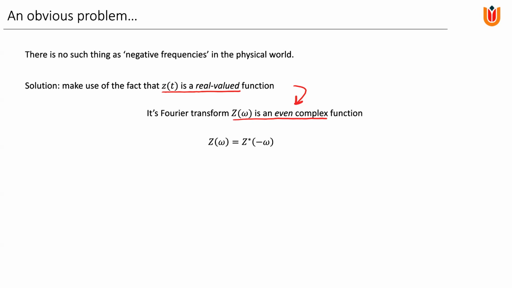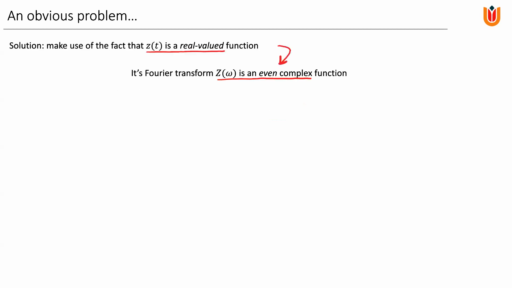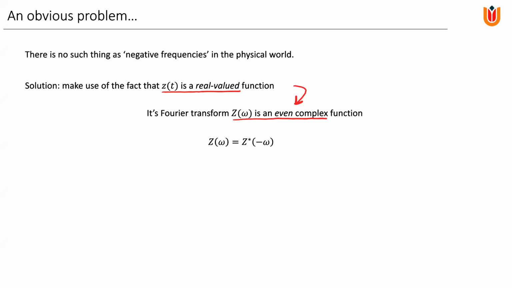So that means in this case that for an even complex function, z of omega is equal to its complex conjugate with the sign of omega flipped. If you expand this into the real and imaginary parts, the complex conjugate of x plus iy becomes x minus iy. If you change the signs.